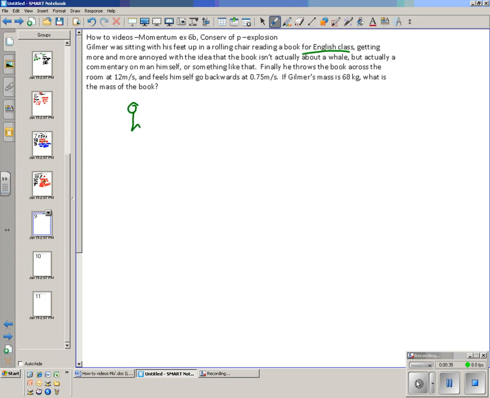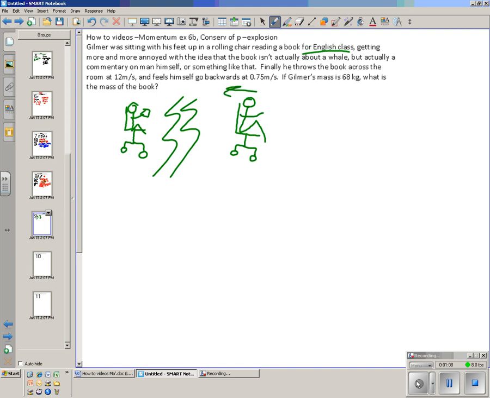So let's see, here is our student Gilmer, and he is reading his book on a rolly chair. That's a pretty large rolly chair, but oh well. That is before the event. The event itself is him throwing the book, not the chair, and then he and the chair go sailing off that way, and the big ugly whale book goes that way.